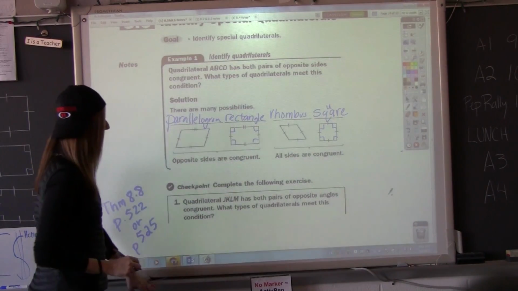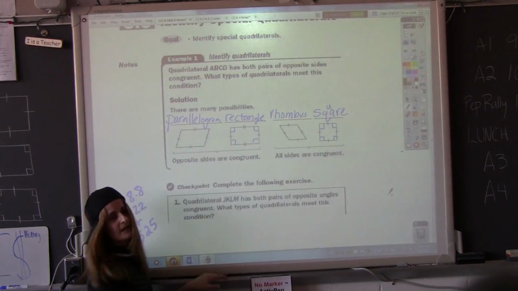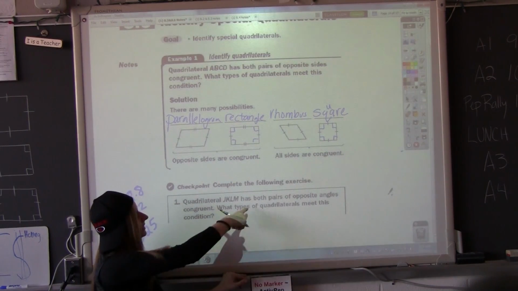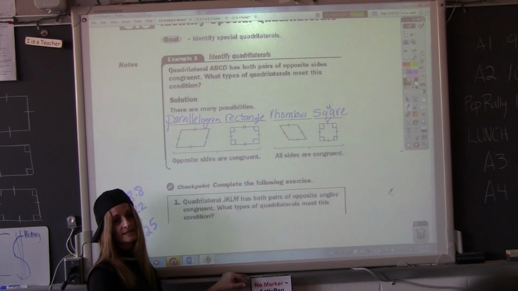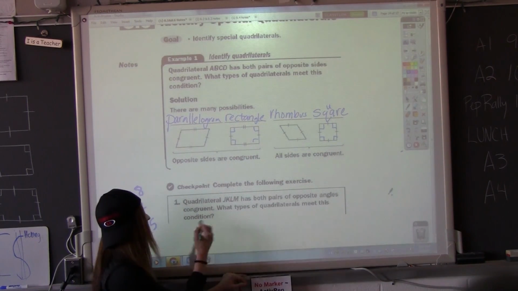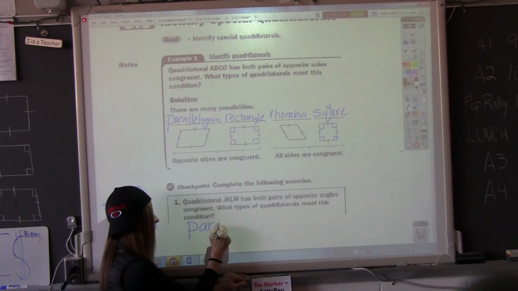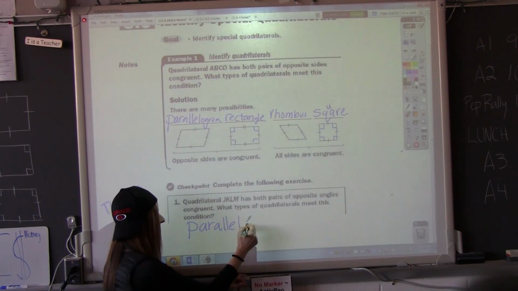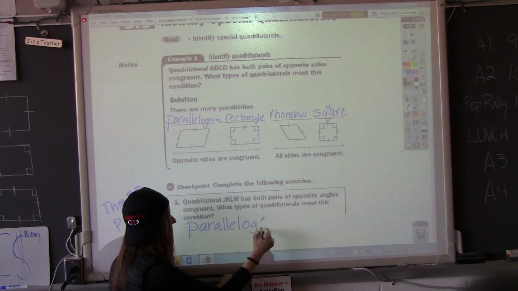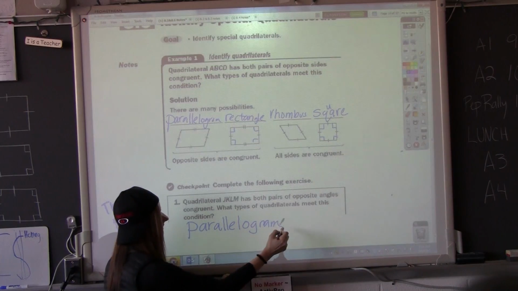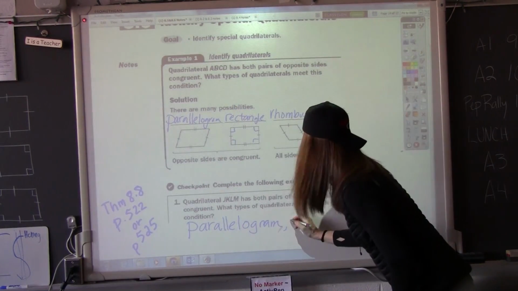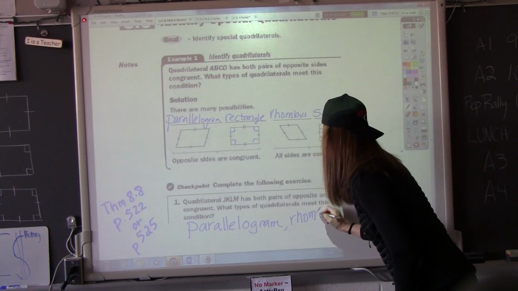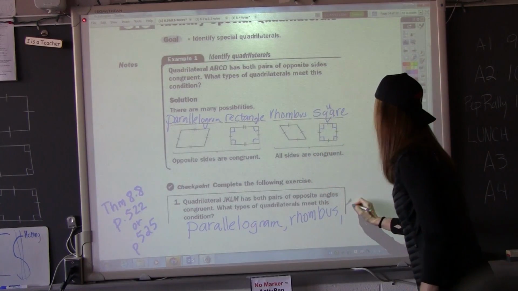Okay, so any type of parallelogram will have both pairs of opposite angles congruent. So let's name them. How about just parallelogram? Gotta make sure I spell it right. Otherwise people will make fun of me. Parallelogram, what else? Rhombus. Square.